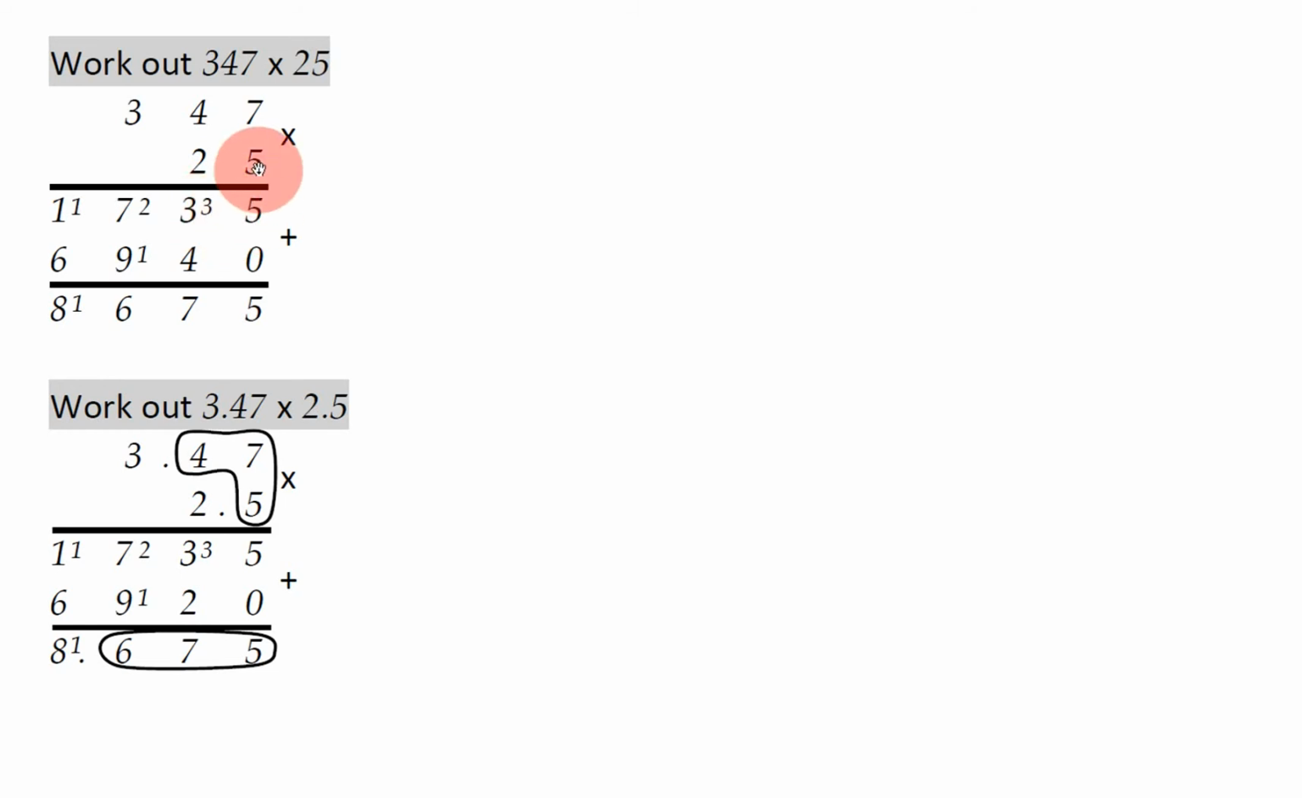Then I do 5 times 4, which is 20. Then I add that 3, that little 3 that was carried to this column. So 20 plus 3 is just 23. So you put a big 3 now, and a little 2 there for 23. That little 2 and the big 3 together make 23. So that little 2 is being carried to the next column.